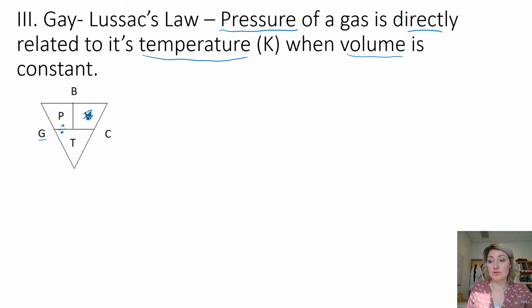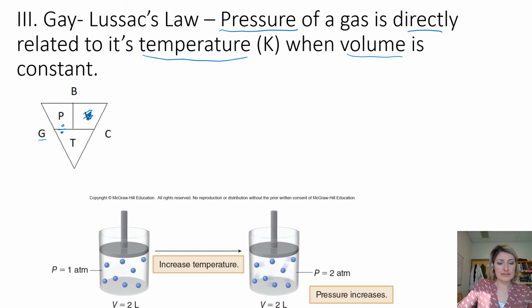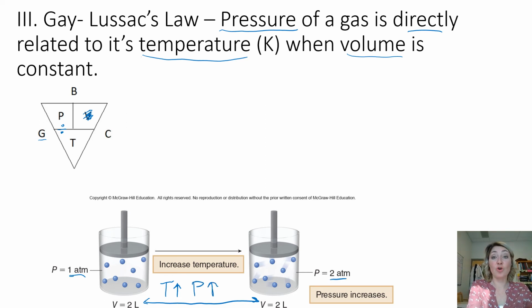So let's take a look visually what this looks like. All right, so if we start with pressure of 1 atmosphere and a volume of 2 liters, and we were to increase the temperature, so temperature increases. Now notice volume is being held constant. That's important, okay? That's not changing. We increase the temperature. Notice what happens to the pressure. The pressure goes from 1 atmosphere to 2 atmospheres. It also increases. They're directly proportional to each other.